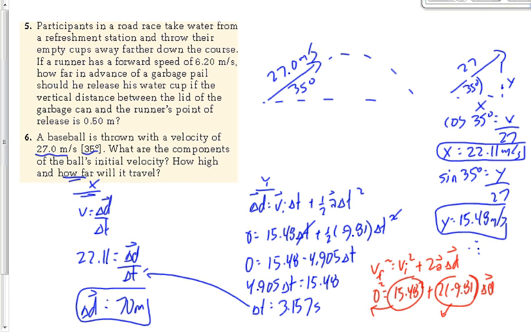I wouldn't say that one is necessarily even harder than the other unless you haven't already solved for time. If you haven't solved for time, then this is the easier way. If you have already solved for time, then they're both about the same. Should get the same answer either way, though. All right?